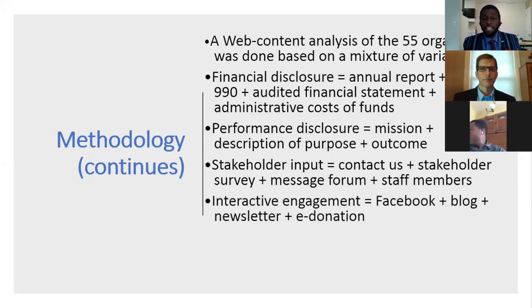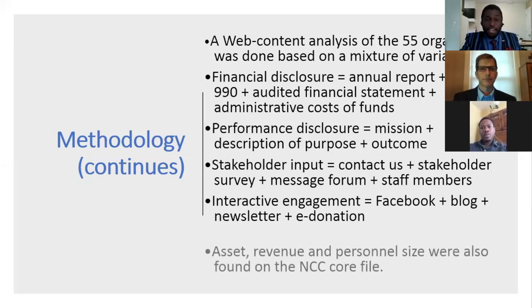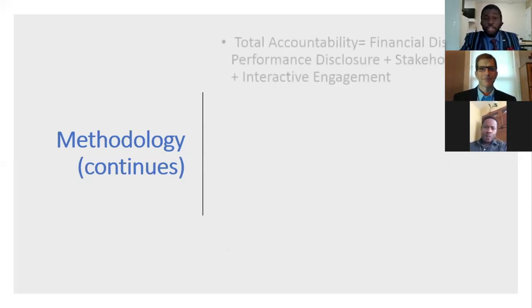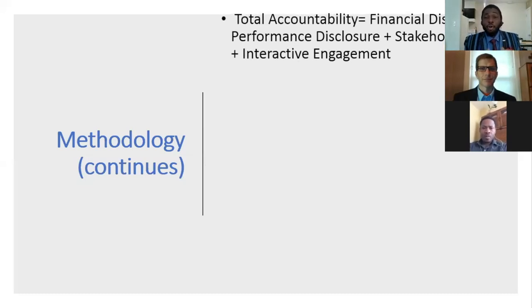And for interactive engagement, I also looked into the presence of four different items. Do they have a link to their Facebook page? Do they have a blog? Do they have newsletters? Do they also give their stakeholders the opportunity to make donations online? And information regarding the asset size, revenue, and personnel size were also found in that NCCS core file. And to measure total accountability, I computed on SPSS financial disclosure plus performance disclosure plus stakeholder input plus interactive engagement.